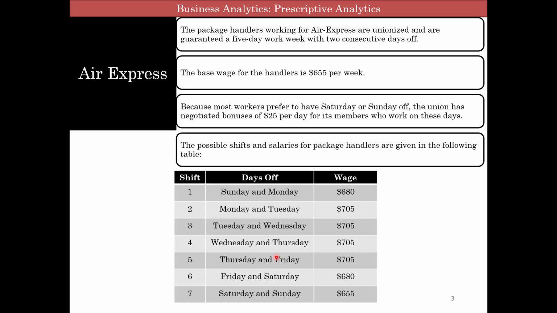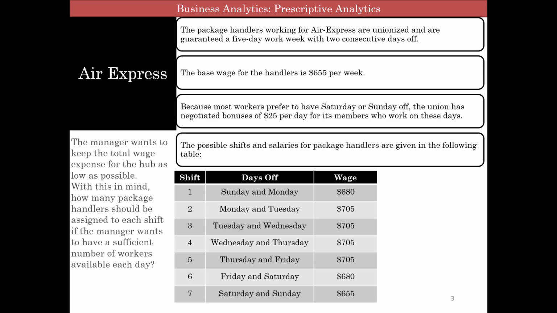So you have different shifts, 1 to 7. If your days off are Sunday and Monday, your wage is $680, Monday and Tuesday is $705, Tuesday and Wednesday is $705, and so on. It's already given to you. So the manager wants to keep the total wage expense of the hub as low as possible, and with this in mind, how many package handlers should be assigned to each shift if the manager wants to have a sufficient number of workers available each day?